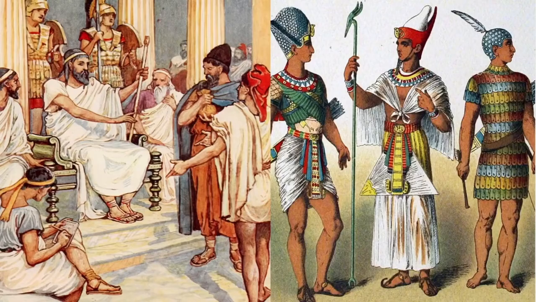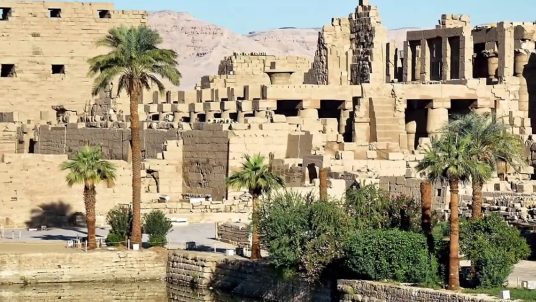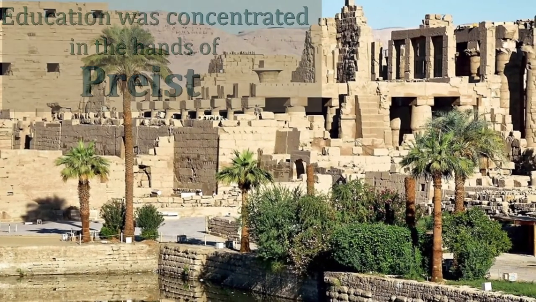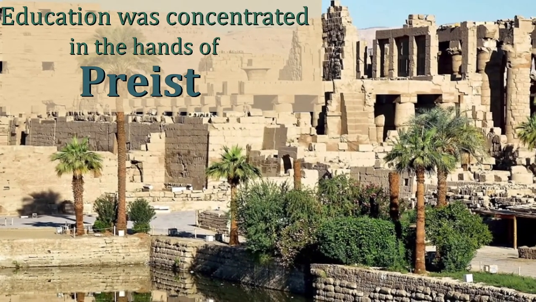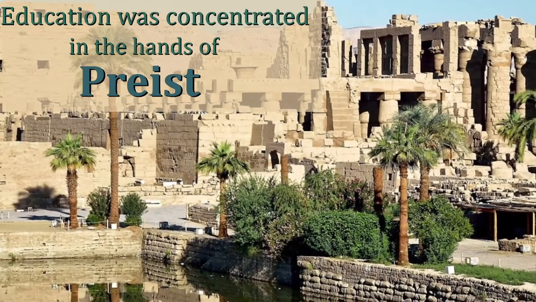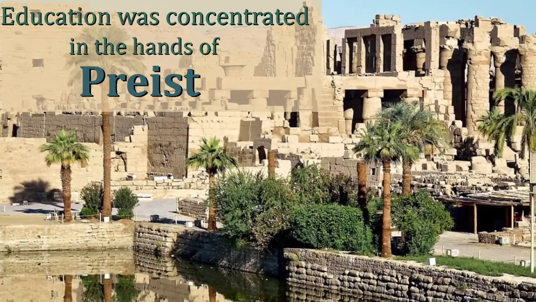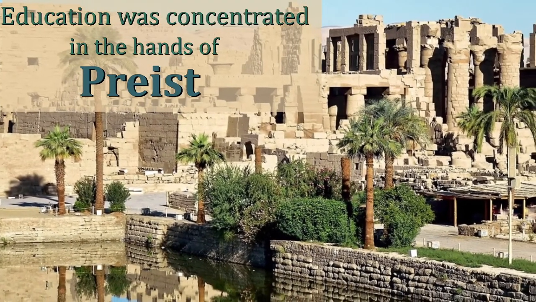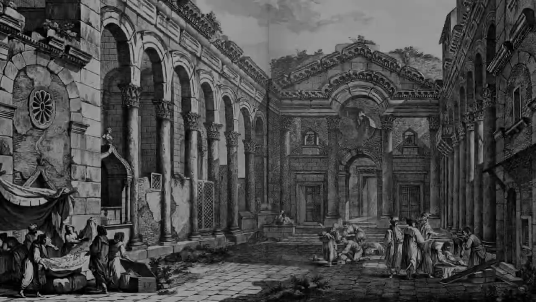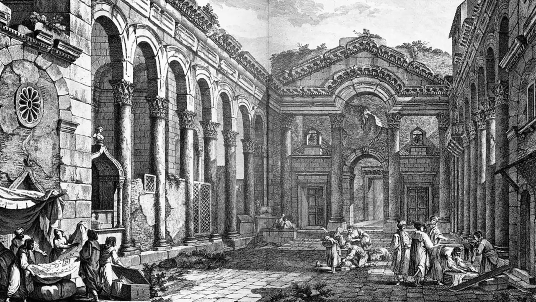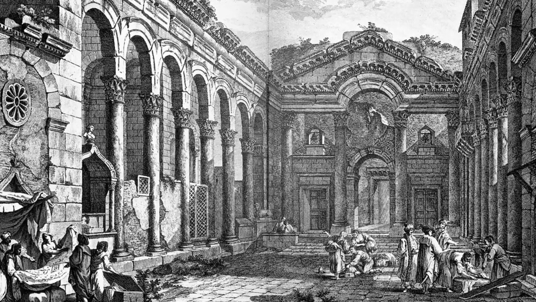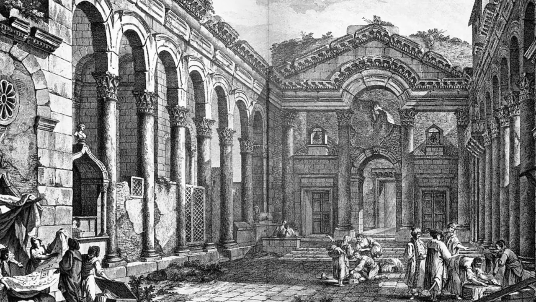The schools for priests, scribes, and other social classes in ancient Egypt, Babylon, and Assyria were evidently located in temples, as much of education was concentrated in the hands of the priests. The principal educational buildings of ancient Greece consisted of a rectangular, enclosed peristyle which had several rooms leading off it.